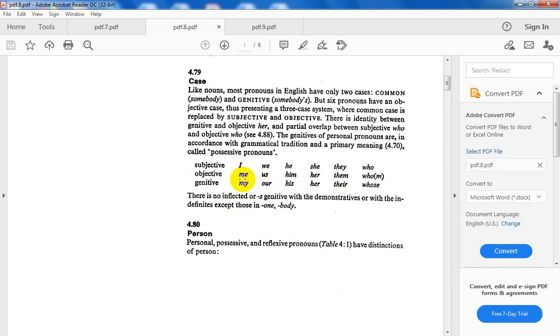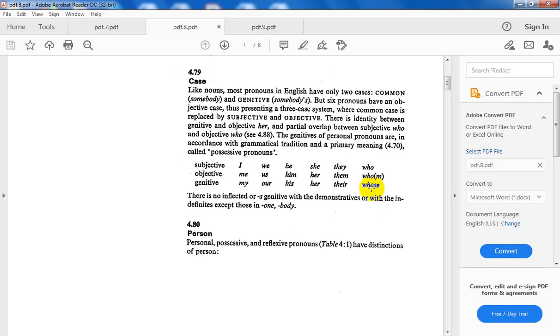So I, me, my: I subjective, me objective, my genitive. We, us, our. He, him, his. She, her. They, them, their. Who, whom, whose. Whose is the genitive case. But what about you? What about it? Why are they not mentioned here? Again, you and it are within the pronouns referring to subjects.